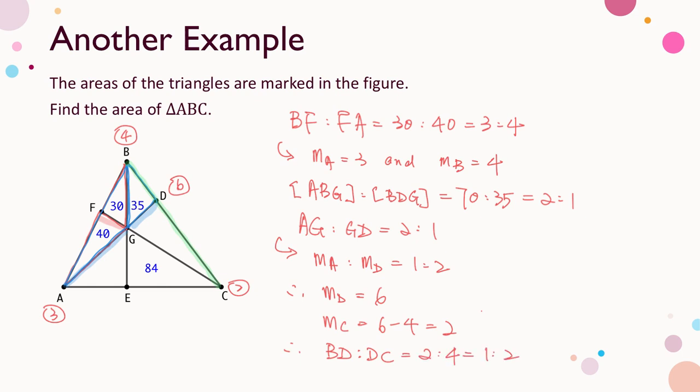Therefore, the area of triangle ABC equals 40 plus 30 plus 35 times 3 over 1, that is 315. For this simple example, the answer can be obtained without the help of mass point. You may try and compare the methods.